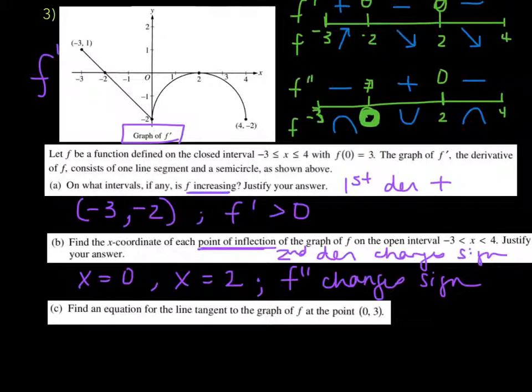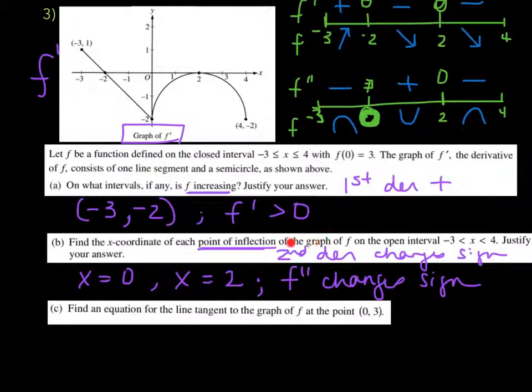Okay, so let's check your work with mine. The first question just said on what interval, if any, is f increasing. Okay, so I knew f is increasing when they are asking that question. That's talking about the first derivative being positive. So I looked at my first derivative sign chart and I said, when is the first derivative positive? Between -3 and -2.